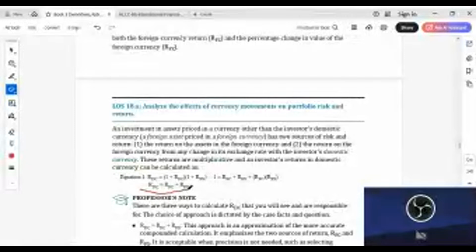And this is fairly simple. Suppose Nifty goes up by 10%, but Indian rupee goes down by say 3%, then approximately the return would be 7%. But exactly if you want to calculate, then you can always do 1.10 into 0.97.